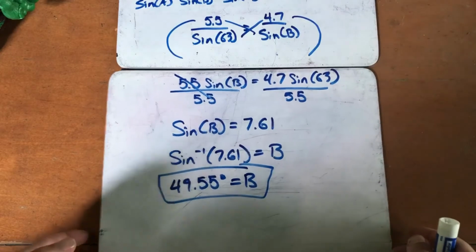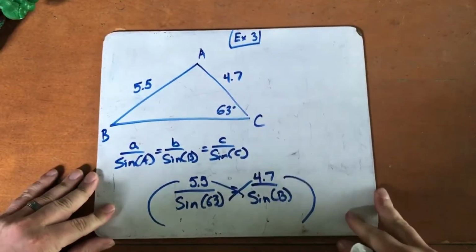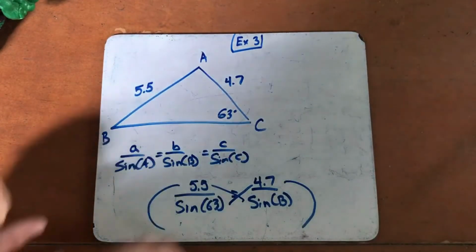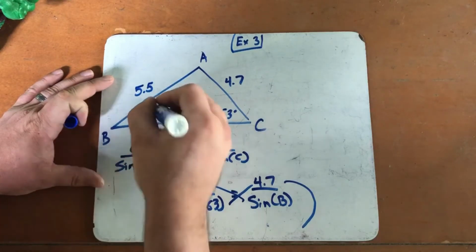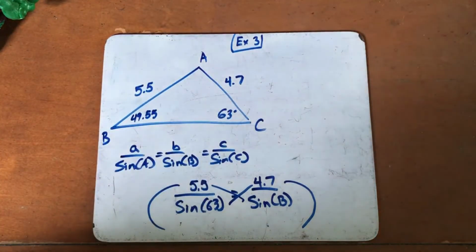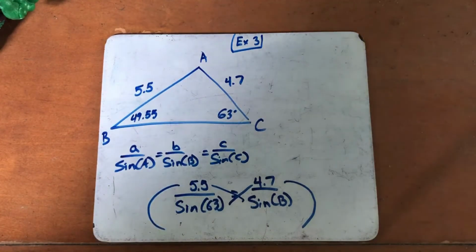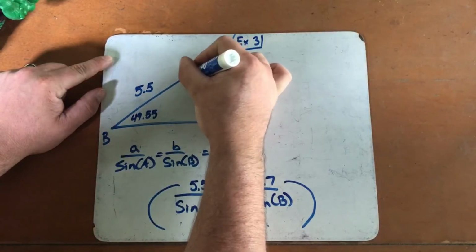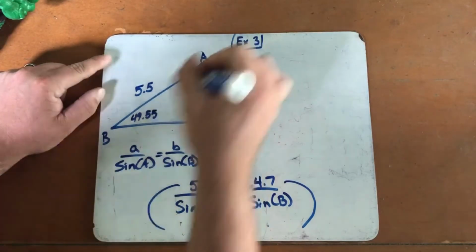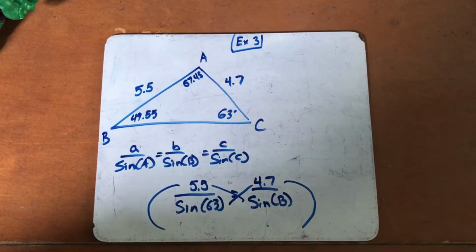All right, so when I come back and look at my triangle from just a second ago, I have angle B is 49.55. Now that I know this angle, I have two of my three angles. I can find my third. So if this is 63 plus 49.55, I know that they have to add up to be 180. So this needs to be 67.45 degrees. All right, then that will add up to be 180 degrees.